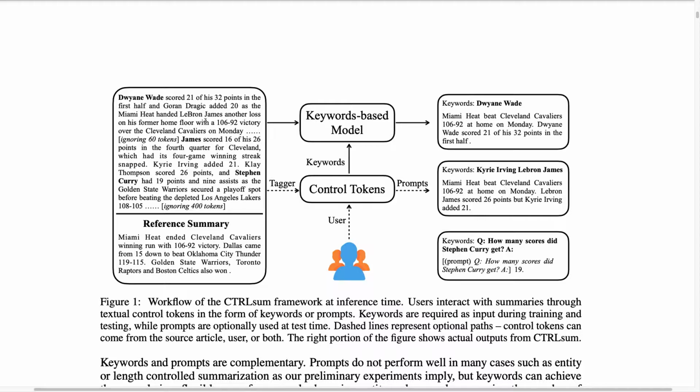And in both cases, the authors show that inputting those keywords leads to improved summarization performance on a number of datasets, including news articles, scientific papers, patents, and so on and so forth. And here we have some examples where you are providing Dwayne Wade to the summarization model and you're getting a summary which includes some information about what Dwayne Wade did in this particular article, which is he scored 21 of his 32 points in the first half. And you can also have some other keywords and you get some different summaries.